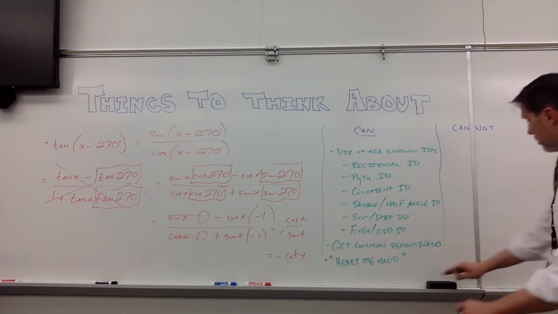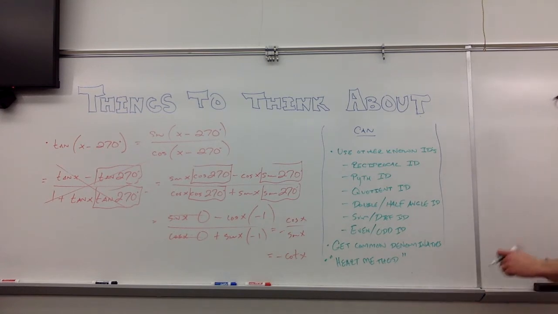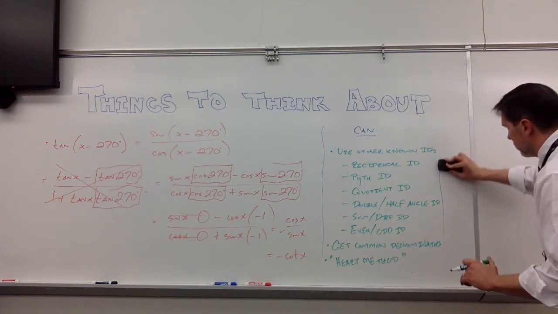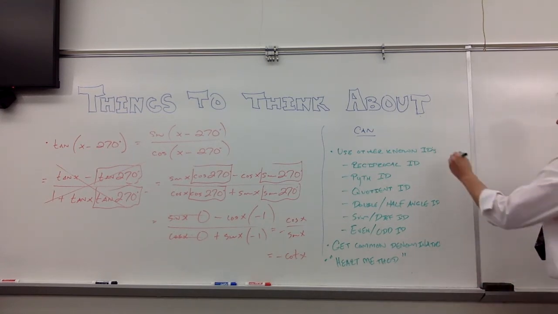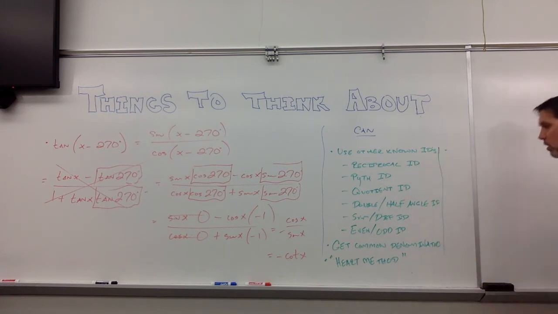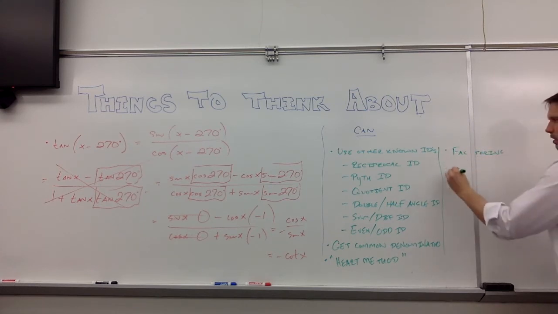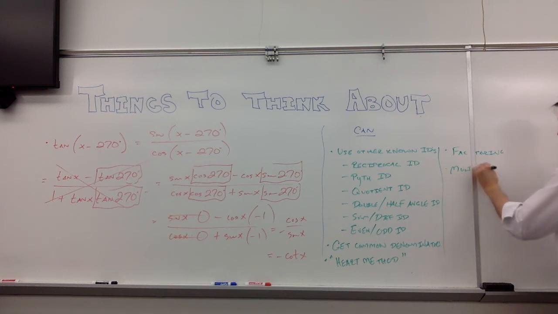What else? Oh, I am out of room. Let's keep going with the cans. Continue on. What else could we use? We could use factoring. Factoring's a big one. We could multiply by conjugates. Many techniques that we use: factoring, multiplying by conjugates involves a lot of stuff there. So, those are the cans.